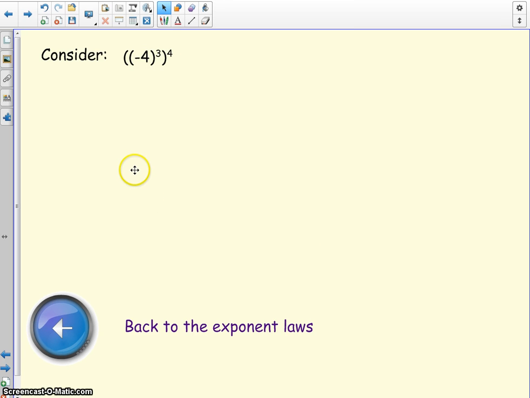Okay, so next was the power of a power rule. Here's an example. You have negative 4 all to the exponent 3, then all to the exponent 4. If something is to the exponent 4, it is multiplied by itself 4 times. So what we really have is negative 4 cubed multiplied by itself 4 times. So you have 4 copies of those. That's what the exponent 4 is going to do.